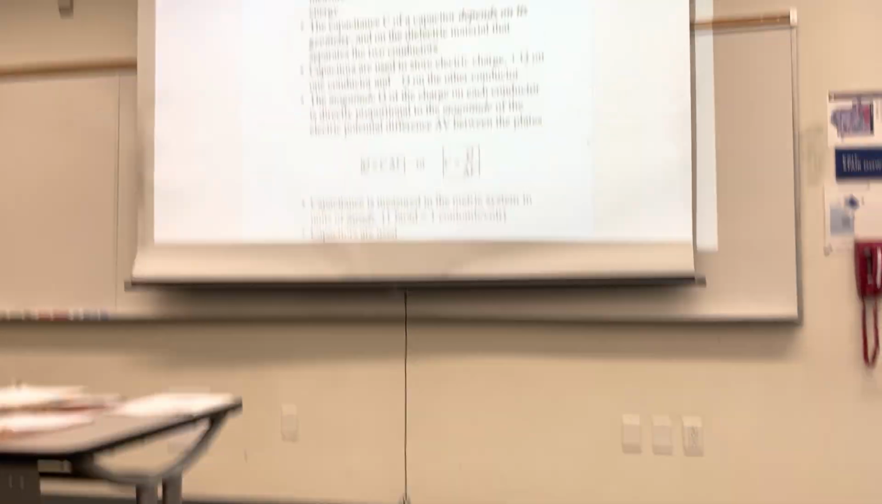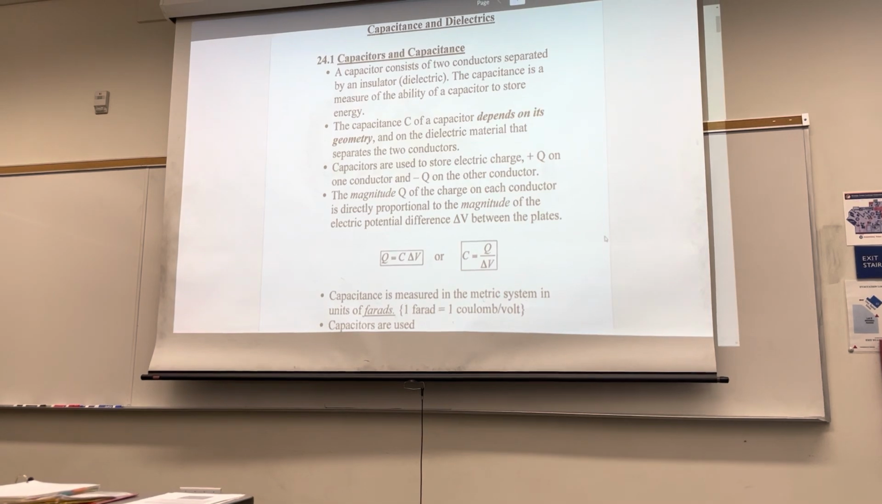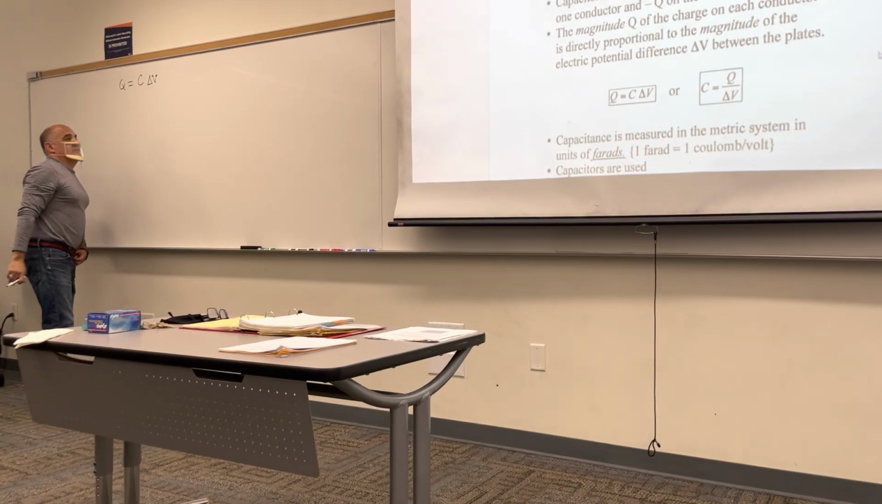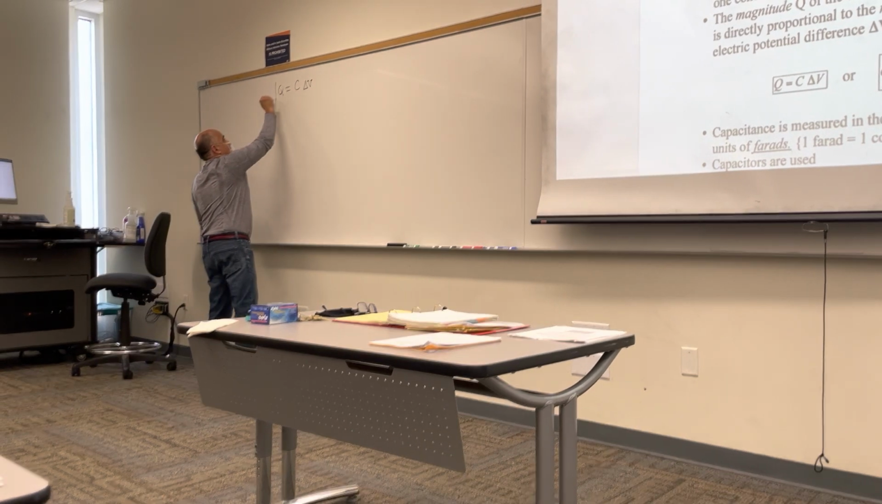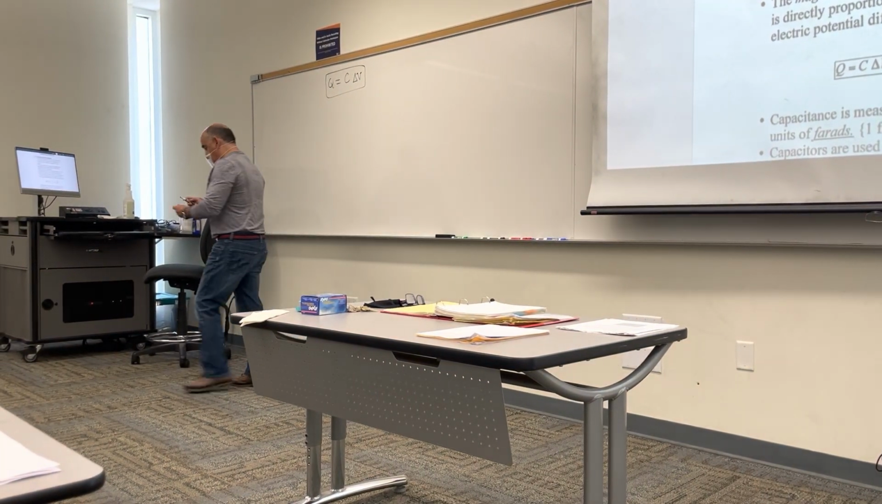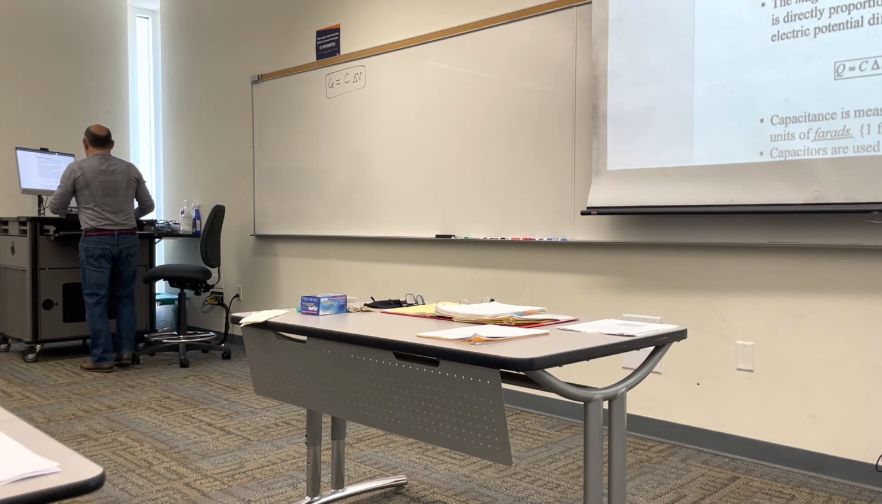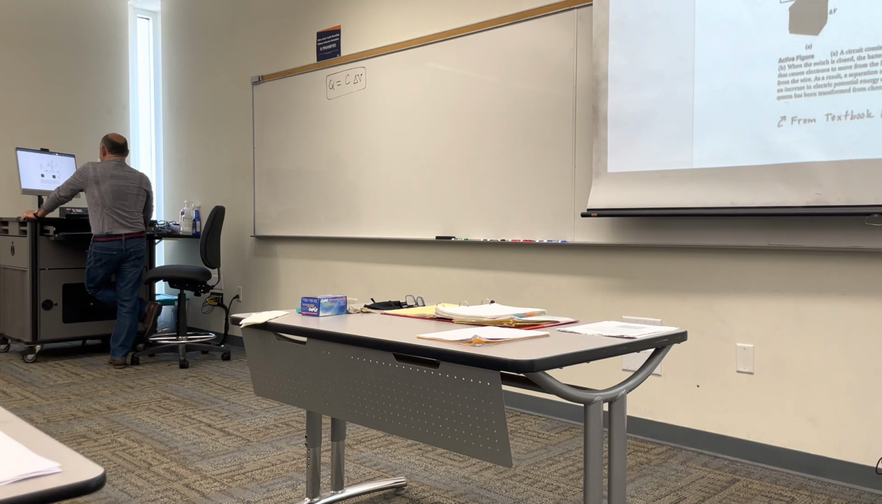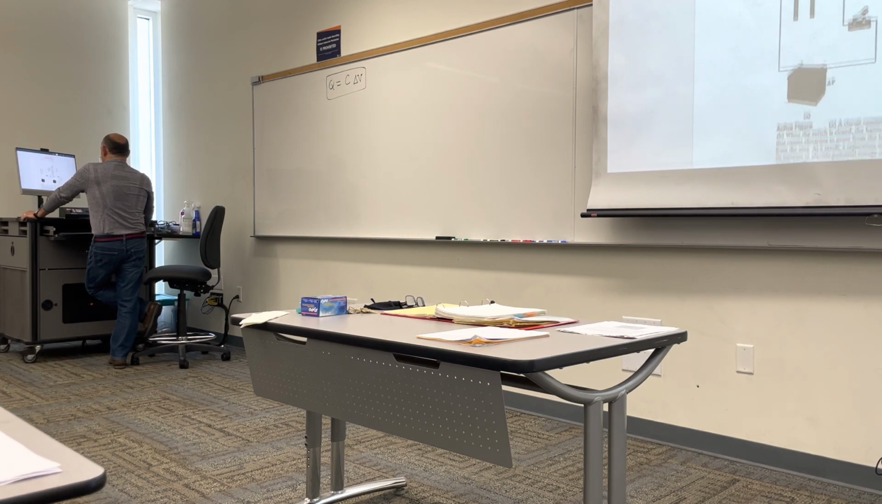...other conductor, and C is the capacitance, which is what I say is a purely geometrical quantity, and delta V is the potential difference between those two conductors. So this is the master equation that we're going to be using today. And then let's go to the circuit stuff over here.